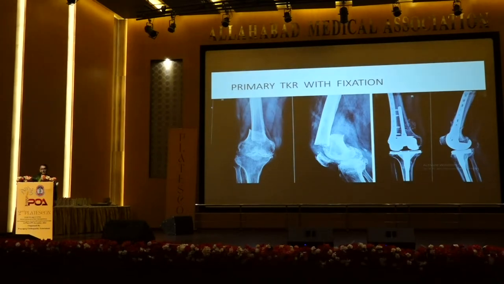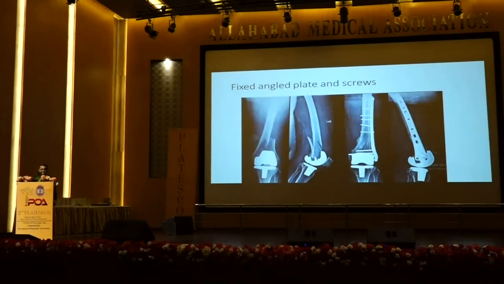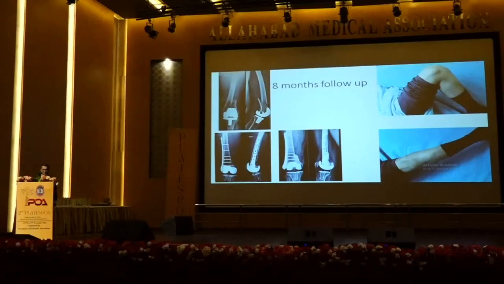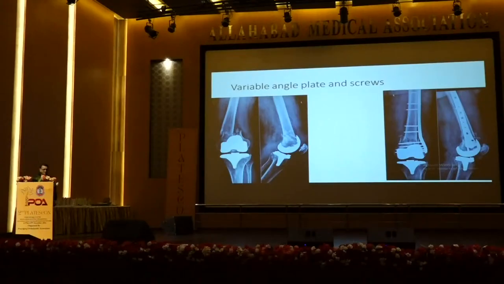Obviously, in such a condition where the knee joint already has a significant change, this is one of the possible choices. Periprosthetic fracture can be fixed with an angle plate with screws. This is another case with an 8-month follow-up. There may be a variable angle plate with screws, which has a better possibility of screw placement for bicortical hold over the distal part of the femur.